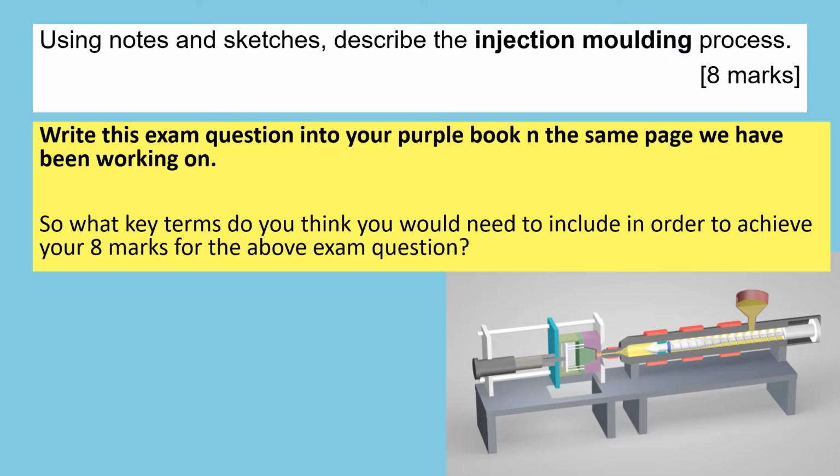So, we're going to answer this question. We need to think about how we can achieve those 8 marks. This is part of that skill that I was banging on about earlier. What key terms do you think you need to include in your notes to describe the injection molding process? What key terms do you think you'll need to add?